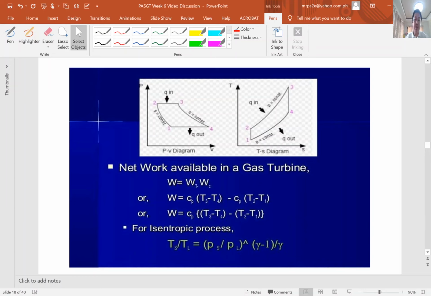So for the isentropic process, we have here T2 over T1 is equal to P2 over P1. With this equation, in a scientific calculator, you have to click this symbol when applying the calculation, raised to the power of (gamma minus 1) over gamma.